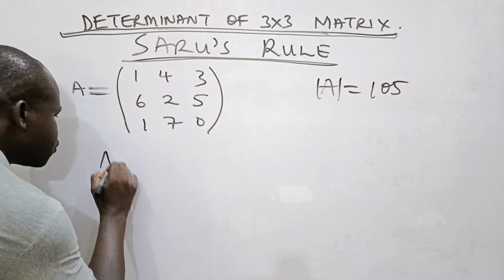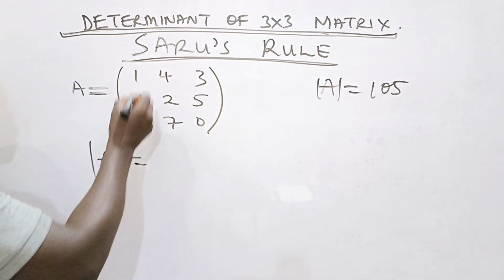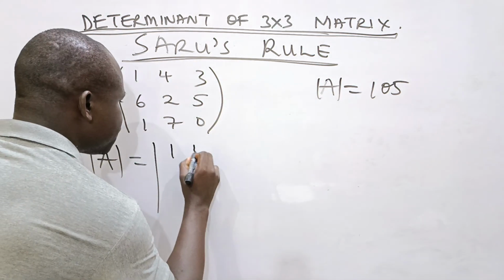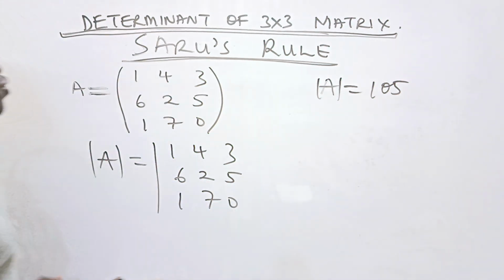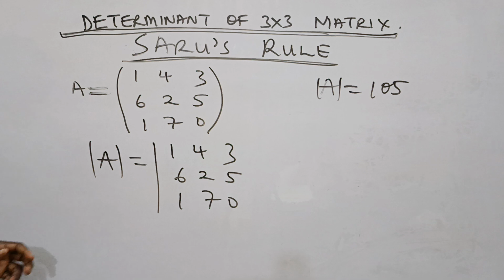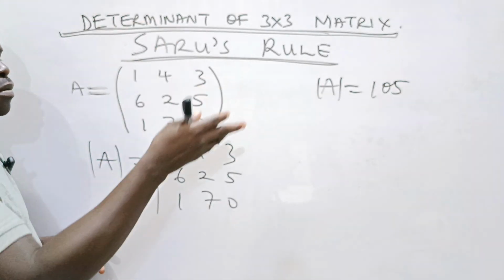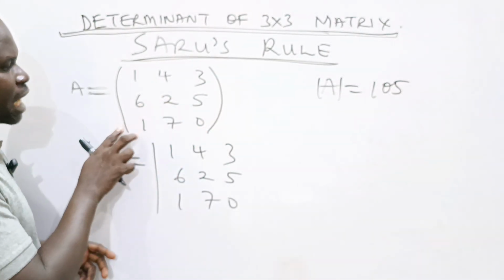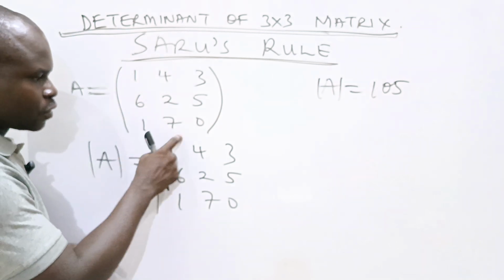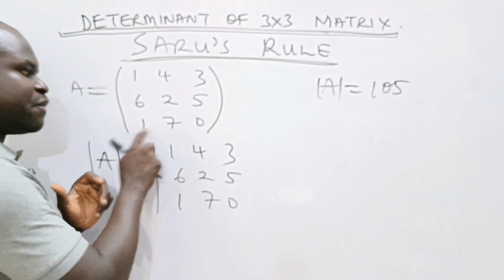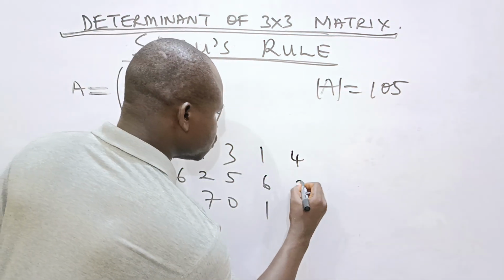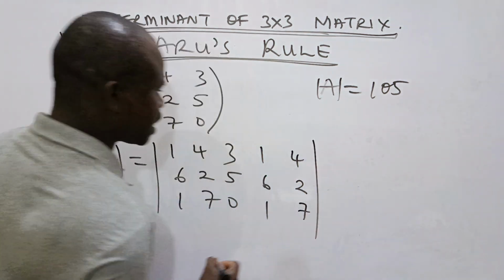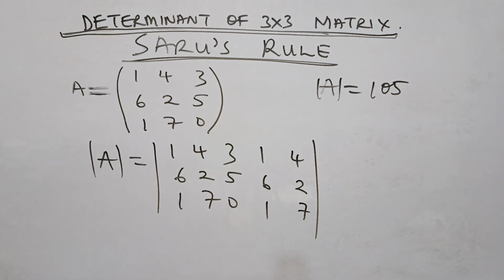So if you want to apply Sarrus rule to find the determinant of a matrix, you are going to write out what you are given. This is what we are given: 1 4 3, 6 2 5, then 1 7 0. Sarrus rule simply states that if you want to apply it to a 3 by 3 matrix, what you are going to do is repeat the first two columns. You first write out what you are given, you now repeat the first two columns. That is, you are going to have 1 6, then 4 2 7. That's the first step. If you want to apply Sarrus rule, repeat the first two columns. That's what the rule says.